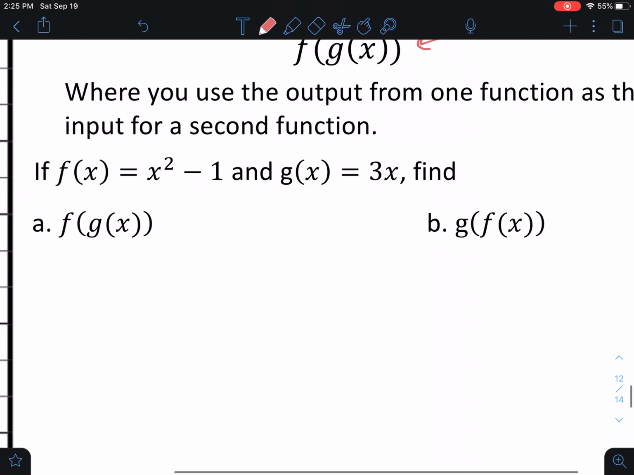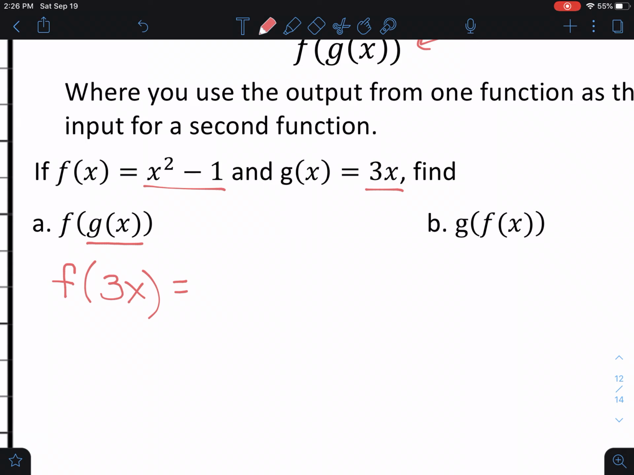So we're going to start by saying, all right, I see g of x, and I know that g of x is 3x. So really all I'm going to do is start by working inside and then going out. So I'm going to replace g of x with 3x. The output for that first function, g of x, is 3x. And we're going to now use that as the input for this function. Okay? So now I'm going to just look at just f of x.